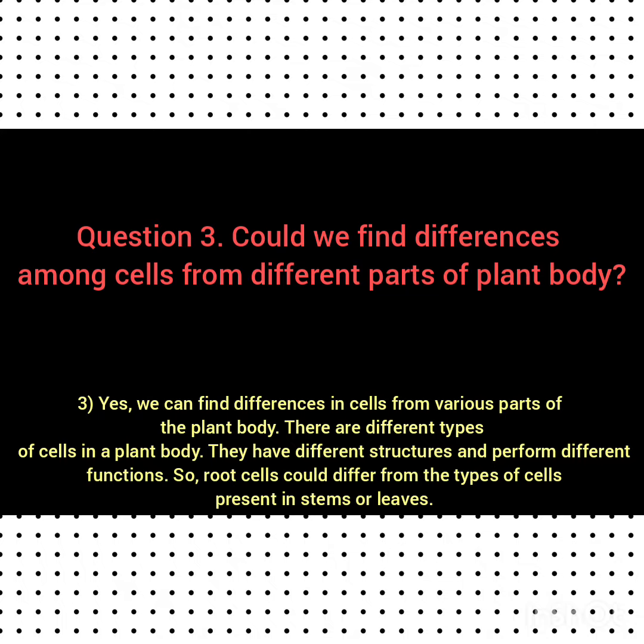Question 3 is written. Answer is yes, we can find differences in cells from various parts of the plant body. There are different types of cells in the plant body. They have different structures and perform different functions. So root cells could differ from the type of cells present in the stems or leaves.